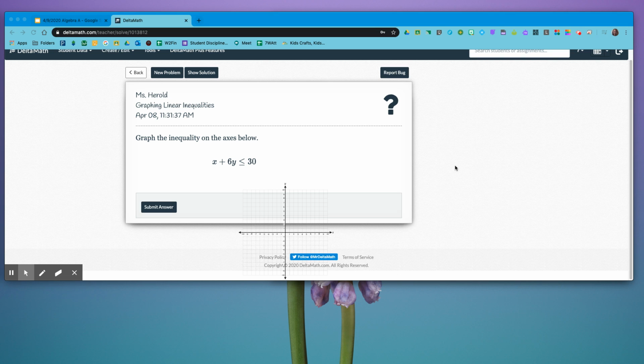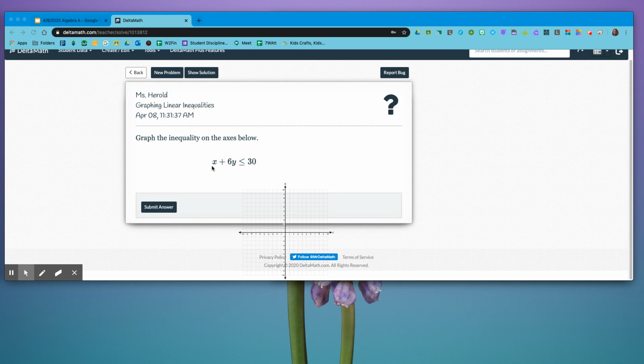Hi, you guys. Here's an example of the Delta Math assignment that I'm leaving for you. I'd like you to do 10 of these problems. You're probably going to need some scrap paper so that you can get the line for the boundary line. So this is a standard form equation. I'm just showing one example. I just want to show you how this tool works.